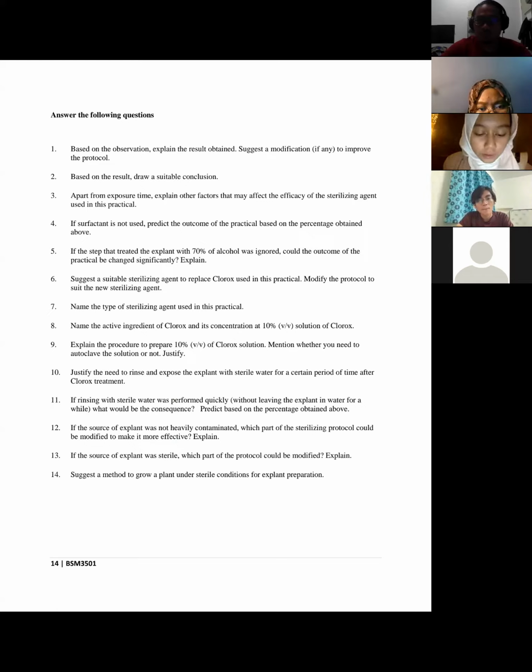So number 3, apart from exposure time, explain other factors that may affect the efficacy of the sterilizing agent used in this practical. I found two other factors. First, type of leaf structure. Some leaf surfaces contain wax that may prevent the sterilizing agent from penetrating the leaf. That is the first factor.